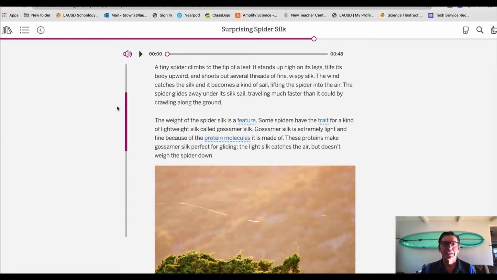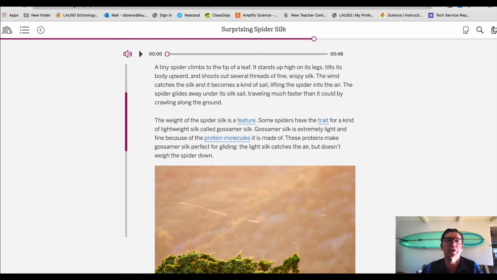Okay, welcome back. So hopefully you realize that if you were going to do evidence in a CER or something, you would say protein molecules impact traits of humans, animals, and spiders. Here's an evidence of that right here. Gossamer silk is extremely light and fine because of protein molecules it is made of. These proteins make gossamer silk perfect for gliding. The light silk catches the air but doesn't weigh the spider down. So this is evidence from the article that protein molecules are what impact the traits of spider silk.